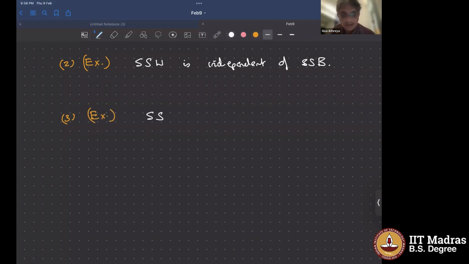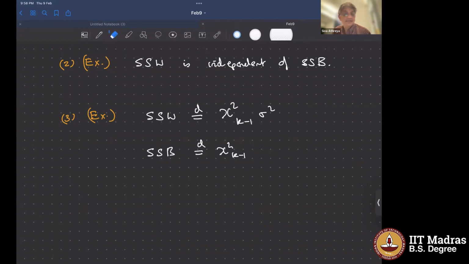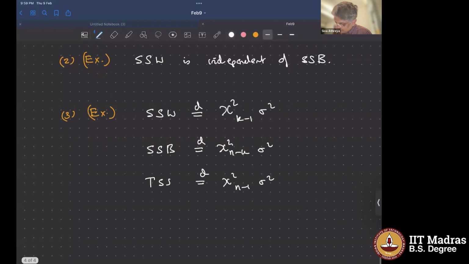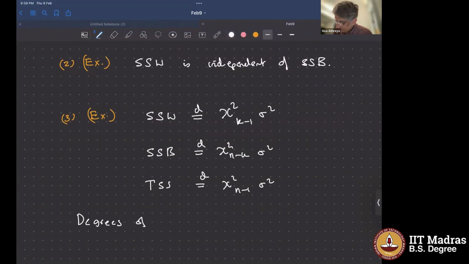The sum of squares within is distributed as chi-squared with k minus 1 degrees of freedom times sigma squared. And the sum of squares between is distributed as chi-squared with n minus k degrees of freedom times sigma squared. And the total sum of squares is distributed as chi-squared with n minus 1 degrees of freedom, which is the addition of both, times sigma squared. So one thing you can observe is that the degrees of freedom vary across each of them.